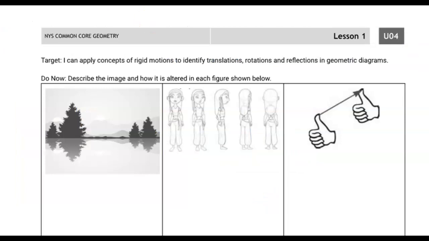Moving on to the learning target. In the learning target for today, we're going to apply concepts of rigid motions. Rigid motions are three of those four types of transformations that we talked about, either reflections, rotations, or translations. Those are stated here. And we're going to be identifying them. That's a really key word, right? Identifying translations, rotations, and reflections.